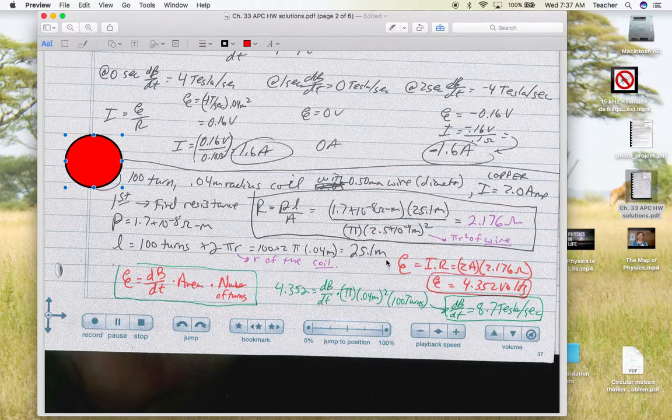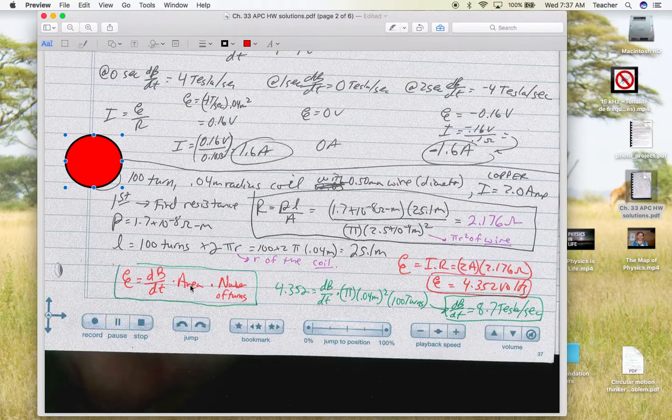So 25.1 meters here, pi r squared, this is the radius of the wire, so the skinny wire, not the radius of the coil. So that gets me the area of that. That got me a resistance of 2.176 ohms. So now when I do that, I know that E is equal to I times R, 2 amps times 2.176 ohms, 4.352 volts. But that's for 100 turns.